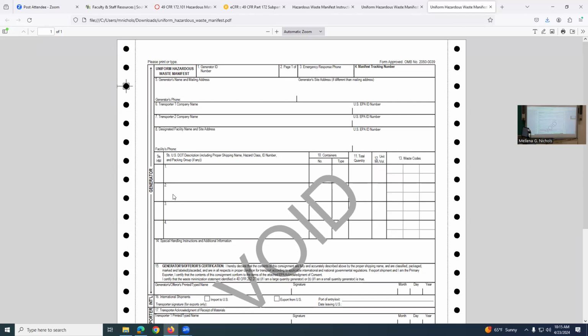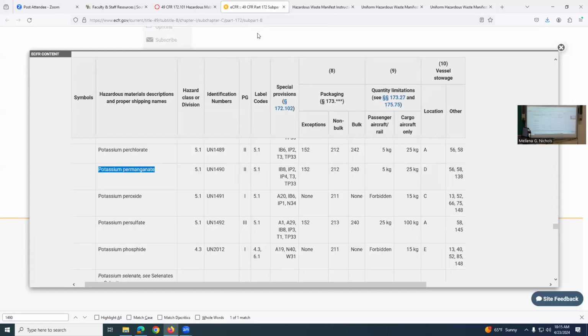Now, is this one a hazardous material? Yes, because it has a UN number and it's on the hazardous materials table. So both of these should have an X in the little box. And then you put the chemical name, comma, its hazard class is a 5.1, comma, UN number 1490, comma, PG2.